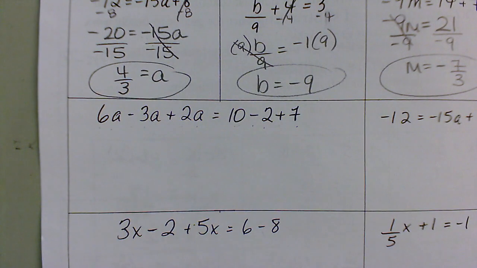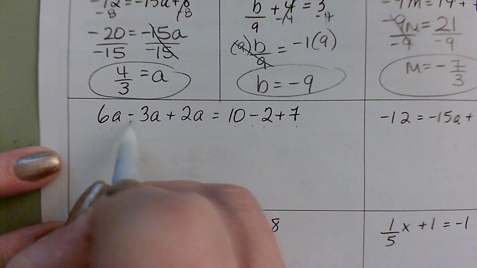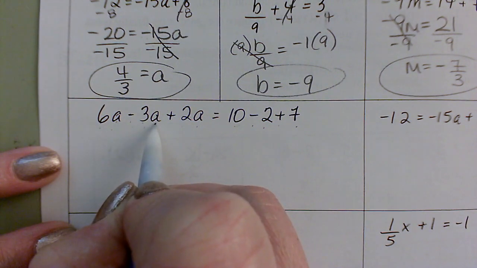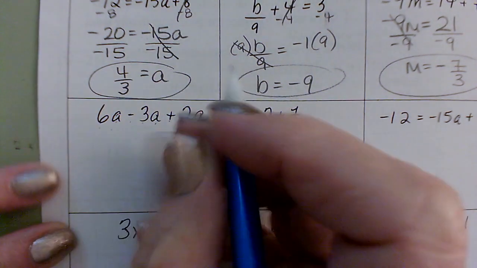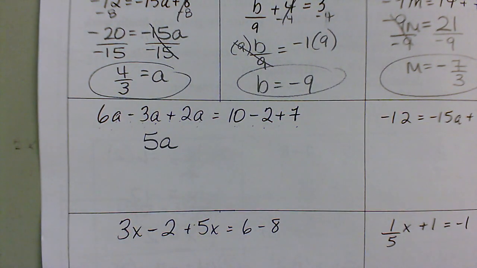Collect your like terms, put things together, get your question down to that smaller form where all you have to do is add and subtract and multiply and divide to get to your answer. So 6a minus 3a gives me a 3a, plus a 2a gives me a 5a. There's no changing of signs or anything. It's just collecting like terms. You're not undoing it. You're not getting rid of it. You're just putting it all together. You're just collecting all the pieces back together.